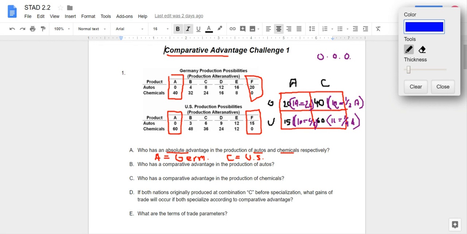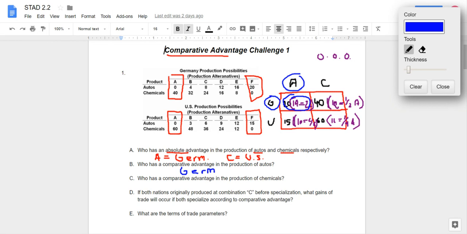We know that the nation should specialize in what they can produce for the lowest opportunity cost. So we're looking in the column for autos here. Who should specialize in autos, or who has a comparative advantage in autos? Well, Germany, to produce 1 auto, it only costs them 2 chemicals. But for the United States to produce 1 auto, it's very expensive and costly. It costs them 4 chemicals. But Germany is going to specialize because of this low opportunity cost, specializes in autos. So the answer to B is Germany.